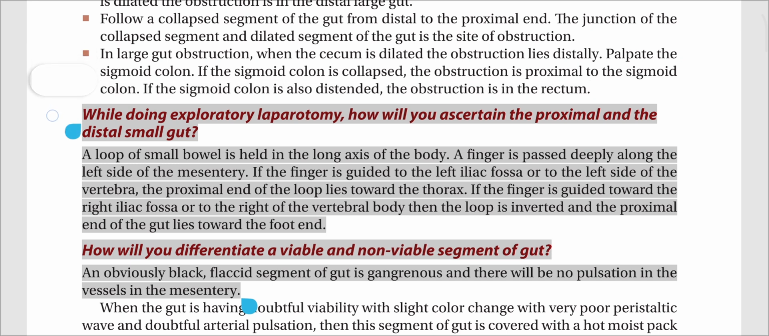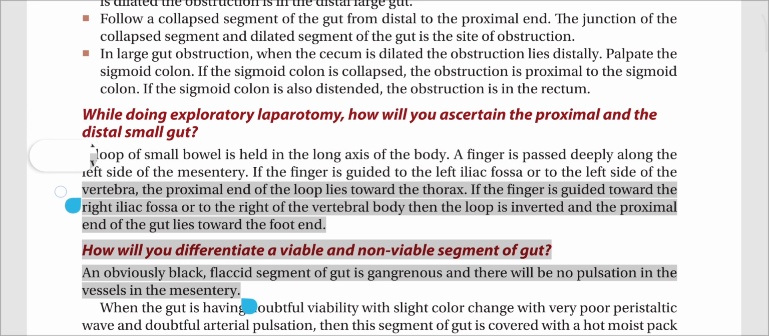While doing exploratory laparotomy, how will you ascertain the proximal and the distal small gut? A loop of small bowel is held in the long axis of the body. A finger is passed deeply along the left side of the mesentery. If the finger is guided to the left iliac fossa or to the left side of the vertebra, the proximal end of the loop lies toward the thorax. If the finger is guided toward the right iliac fossa or to the right of the vertebral body, then the loop is inverted and the proximal end of the gut lies toward the foot end.